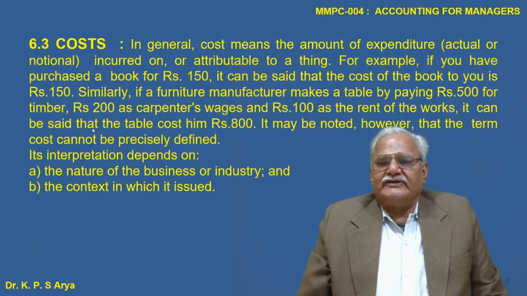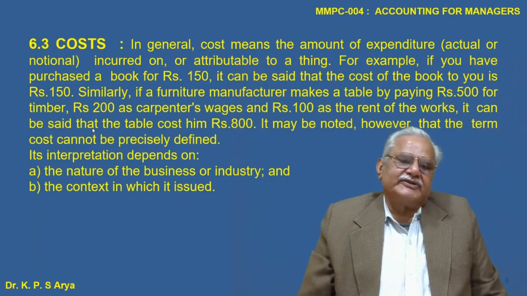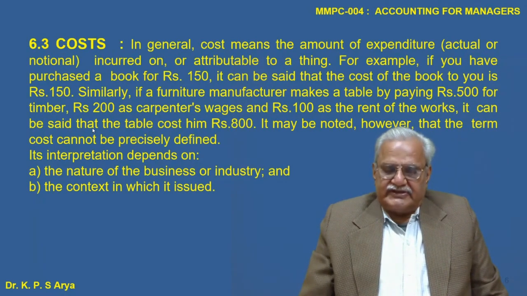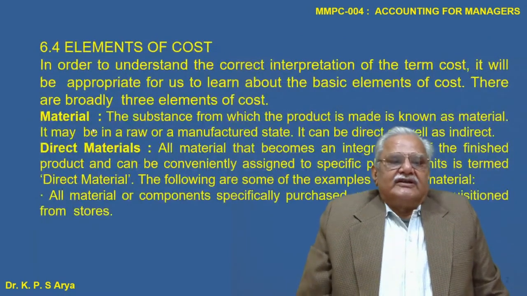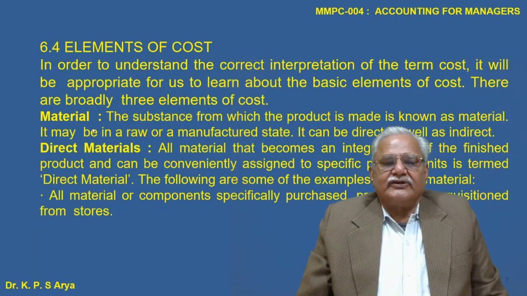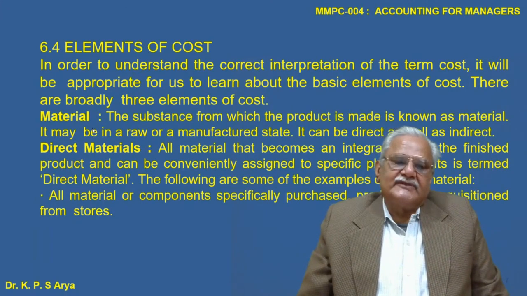It may be noted, however, that the term cost cannot be precisely defined. Its interpretation depends on the nature of business or industry and the context in which it has been used. The cost elements are, first, material. The substance from which the product is made is known as material. It may be raw material or in a semi-manufactured state. It can be direct as well as indirect material.